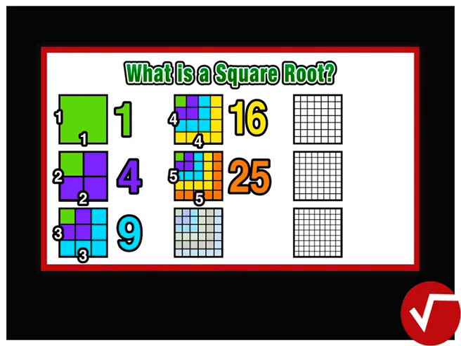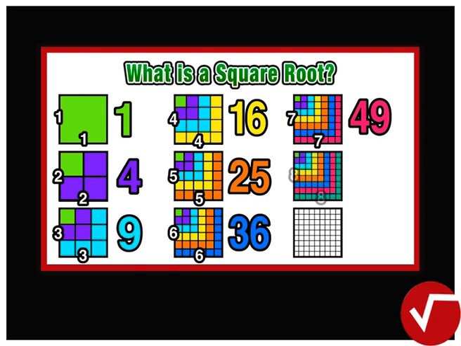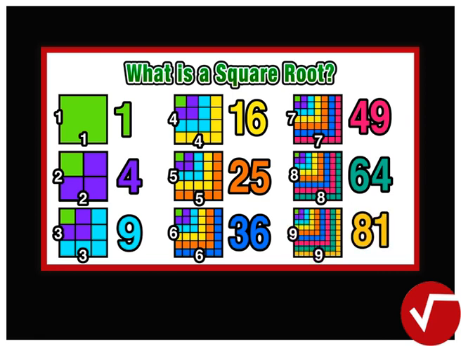5 squared is 25. 6 squared, 6 times 6 equals 36. 7 squared is 7 times 7, which equals 49. 8 squared is 8 times 8, which equals 64. We actually looked at that one earlier. And 9 squared, 9 times 9, is equal to 81.